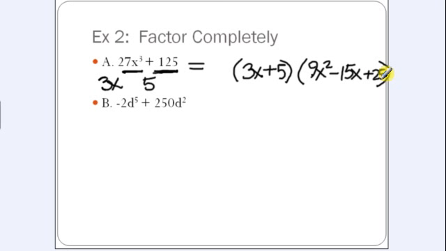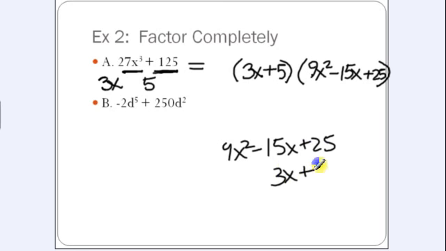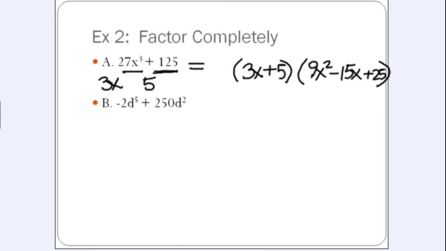And go ahead and try multiplying it out to check. If you multiply out 9x squared minus 15x plus 25 times 3x plus 5, we should in fact get 27x cubed plus 125. Go ahead and try that. Let's look at another example.